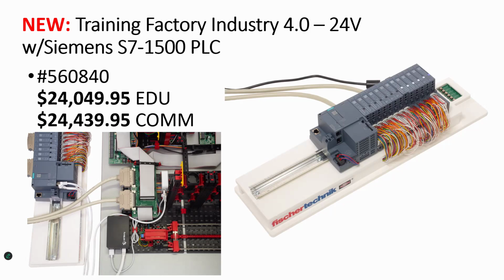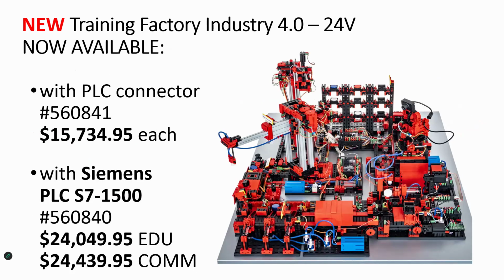If you're a commercial customer, it is slightly more, $24,439.95. So again, Training Factory Industry 4.0, when we're talking about these other versions, again, the PLC connector board, it's $15,734.95. You still need your own PLC, or if you want the PLC S7 1500 connected and you want everything ready to go, again, $24,049.95 for educational customers, $24,439.95 for commercial customers. Other items, I keep talking about these power adapters.